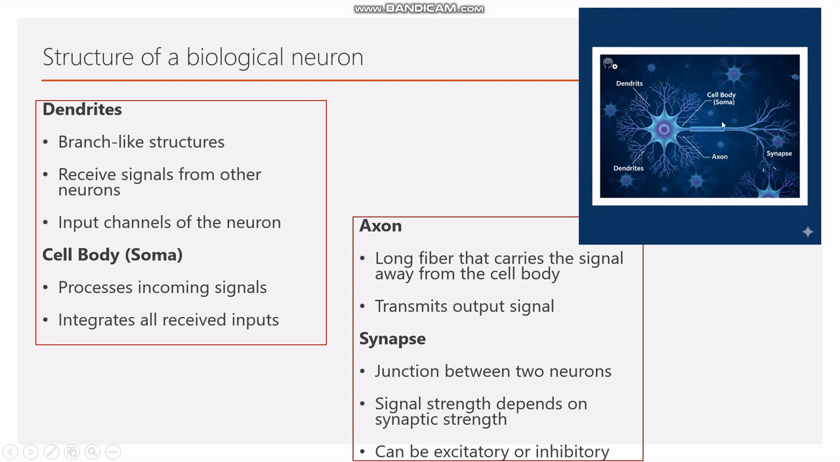And then the synapse. What is the synapse? If you see here, you can see the synapse. It is the junction between two neurons, and it signals the strength depending on the synaptic strength. It can be excitatory or inhibitory. Excitatory means it will fire the neuron, and inhibitory means the neuron is not going to fire, that is, it is not going to provide any output. So whether the output will be provided or not depends on the synapse.